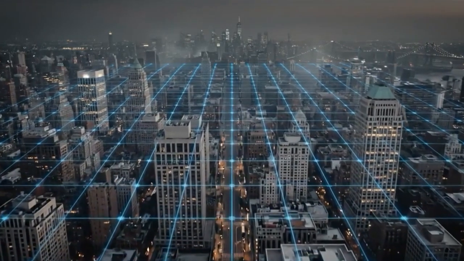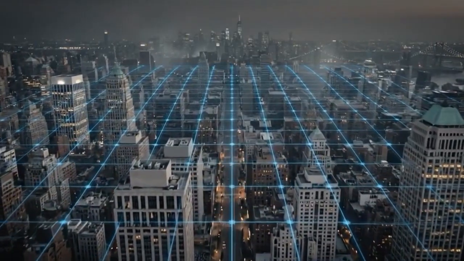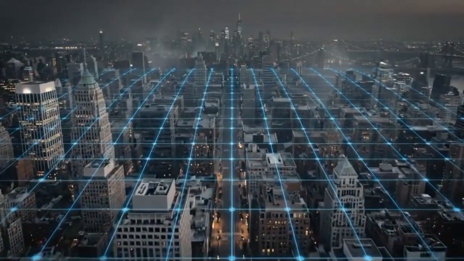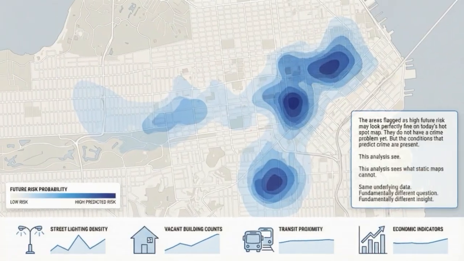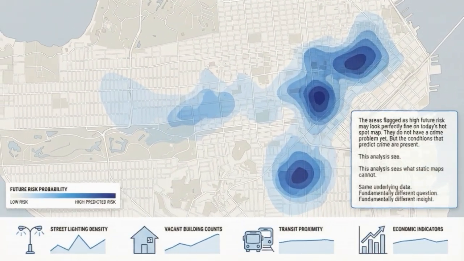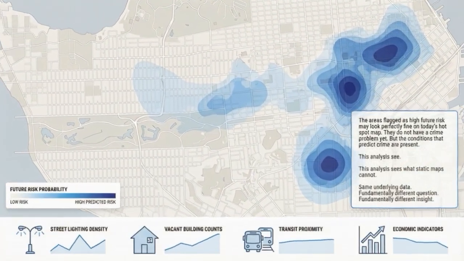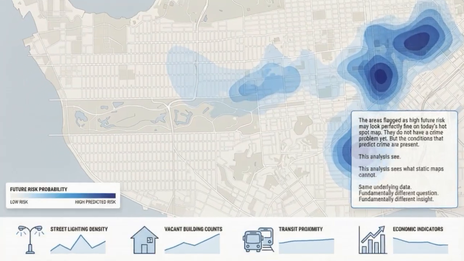We can go a step further and move from description to prediction. What predicts where crime will increase next year? We take our original records and layer in variables like street lighting, vacant buildings, and transit proximity. This creates a predictive risk surface.